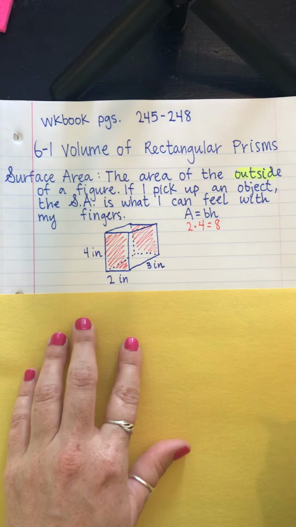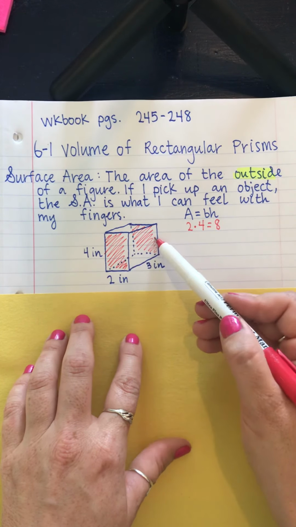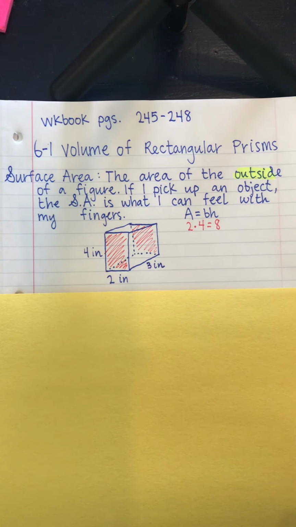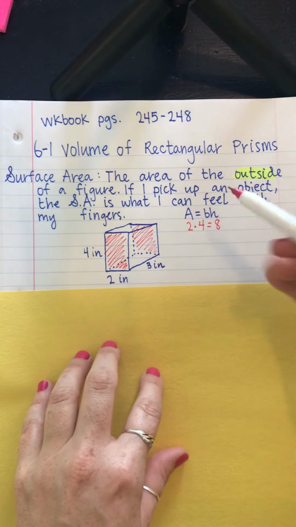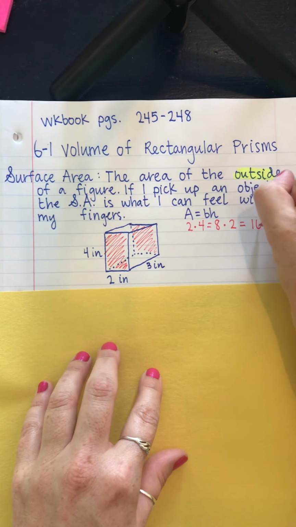And then how many of them are there in this instance? So I just told you that there are 2 of them. Remember that when we did pyramids, it was a little bit different. There would only be one base. Okay, so I'm gonna multiply it by 2 for a total of 16.